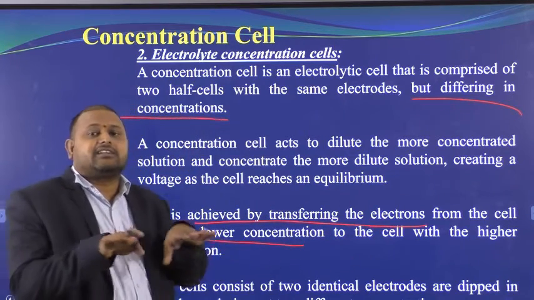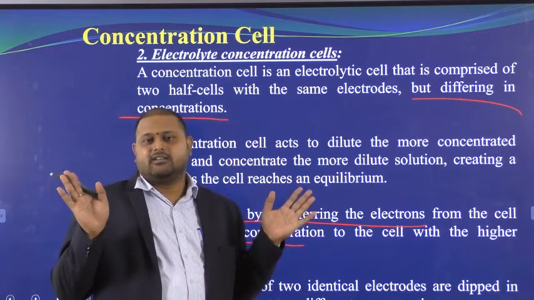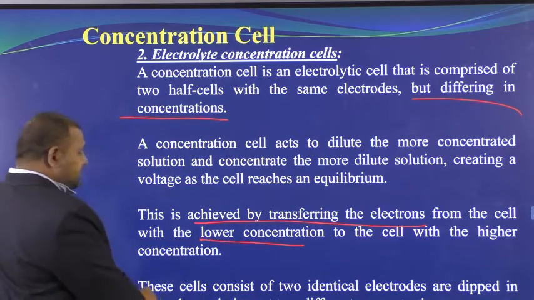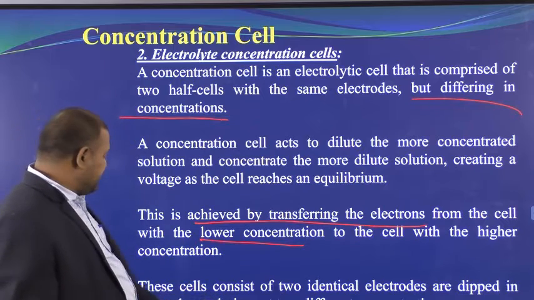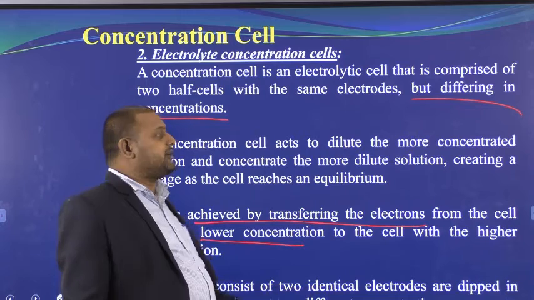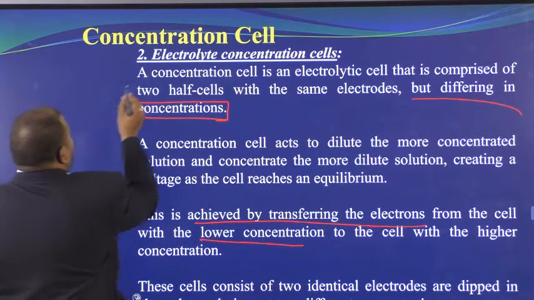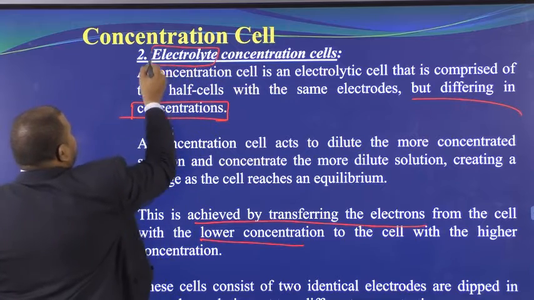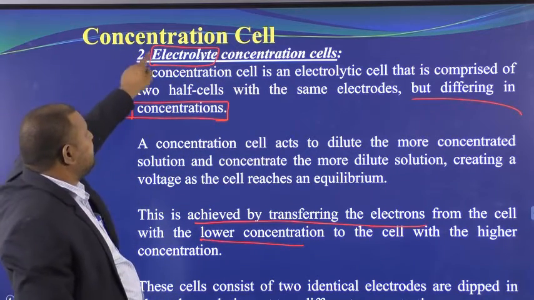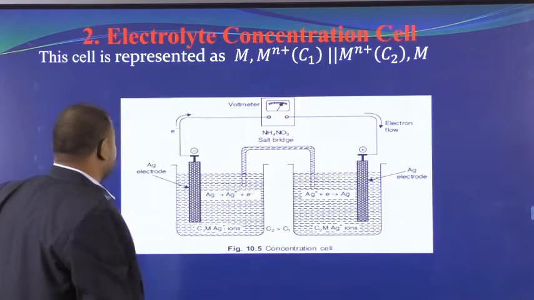If both the concentrations are equal, what happens? There will be no current. Clear? So these two cells consist of identical electrodes dipped in electrolyte solutions of two different concentrations. This is what we should remember. If the electrolyte concentration is changed, such concentration cells are called electrolyte concentration cells. I shall show you a diagram, and you will understand.